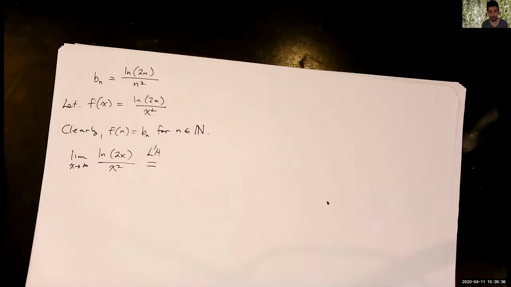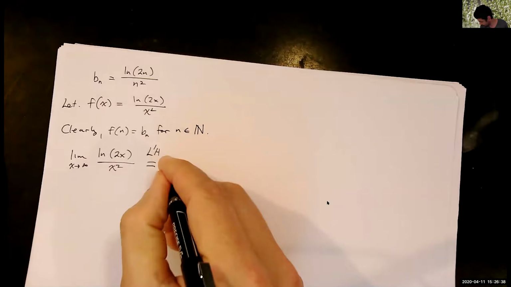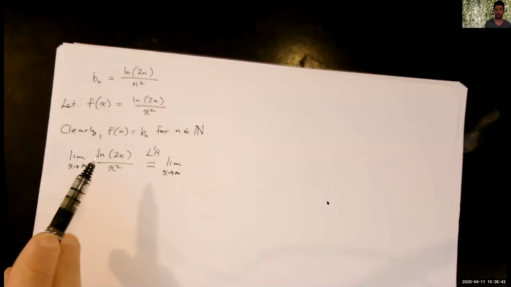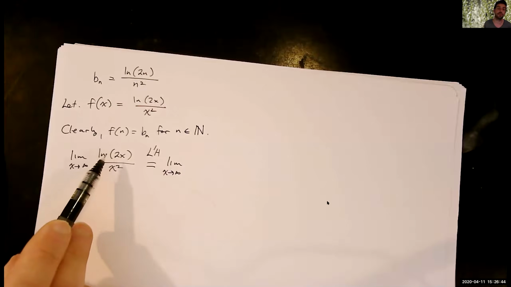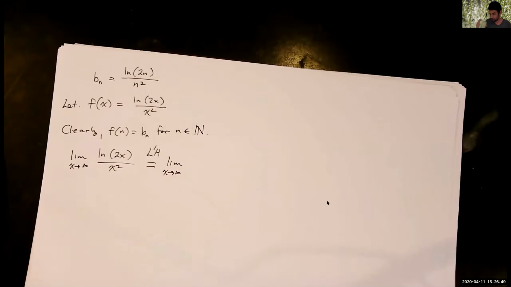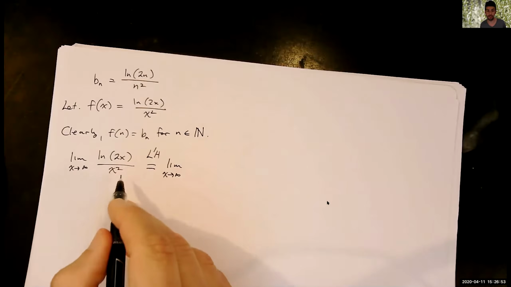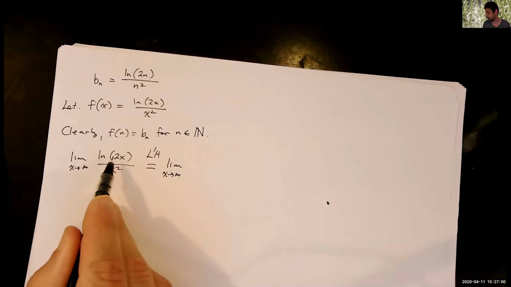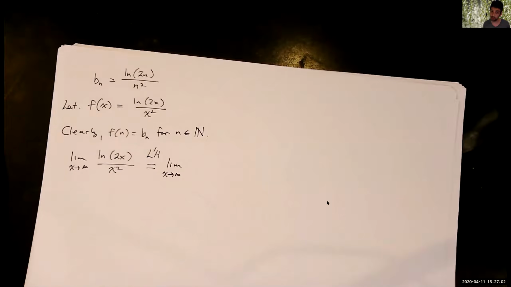So I use this little symbol to let myself know what I'm doing. Remember what L'Hopital's rule tells us, that if we have an indeterminate form, something like 0 over 0 or infinity over infinity, we can instead compare the ratio of the derivatives of the numerator and the denominator. So I'm not doing a quotient rule, I'm taking the derivative of the numerator and the derivative of the denominator separately.